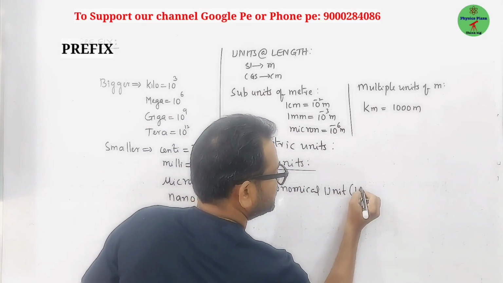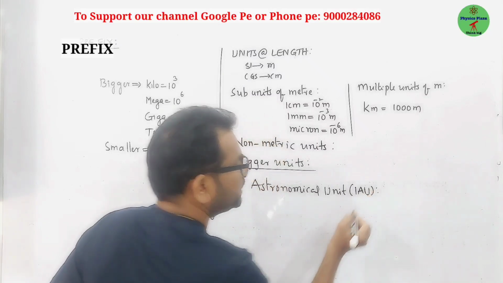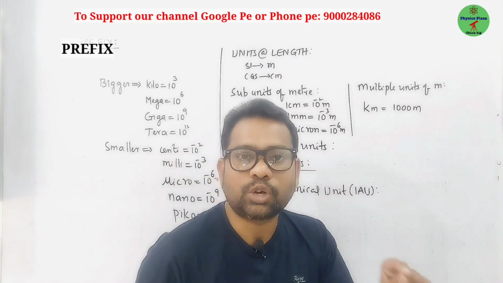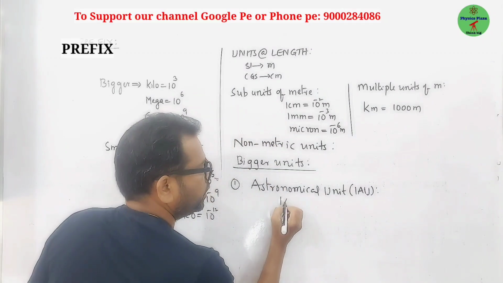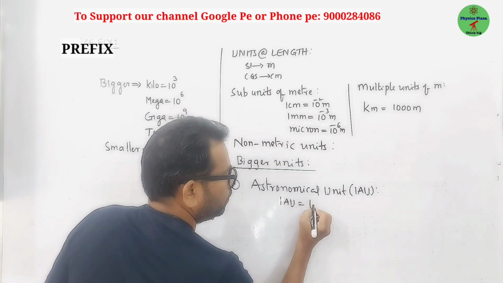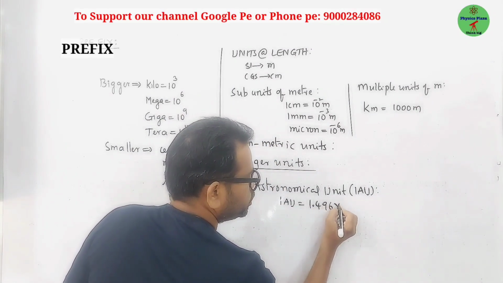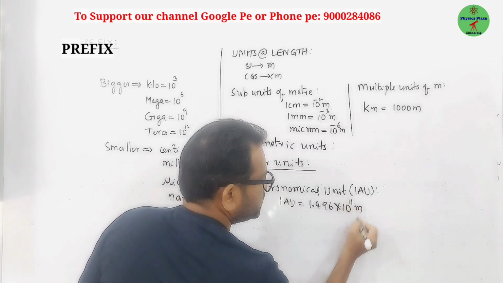The average distance between the sun and earth is called an astronomical unit. And how it is related to the meter is very important. So 1 astronomical unit is equal to 1.496 into 10 power 11 meters.